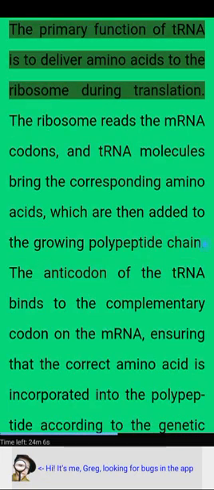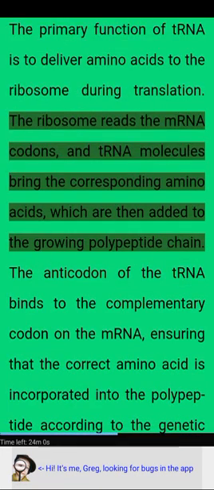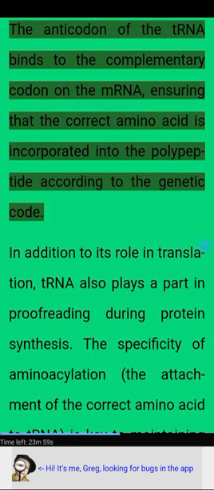The primary function of tRNA is to deliver amino acids to the ribosome during translation. The ribosome reads the mRNA codons, and tRNA molecules bring the corresponding amino acids, which are then added to the growing polypeptide chain. The anticodon of the tRNA binds to the complementary codon on the mRNA, ensuring that the correct amino acid is incorporated into the polypeptide according to the genetic code.